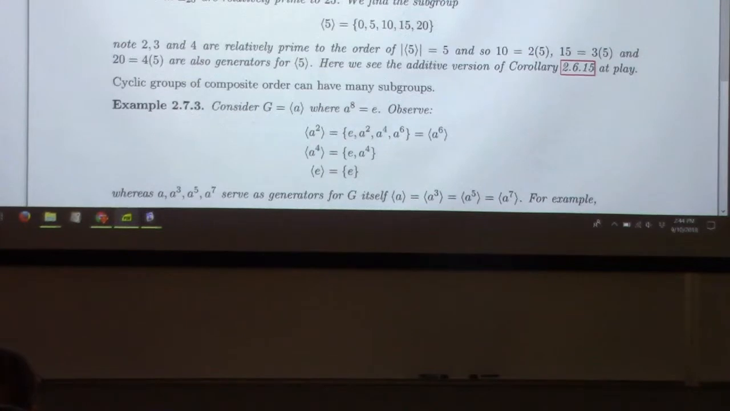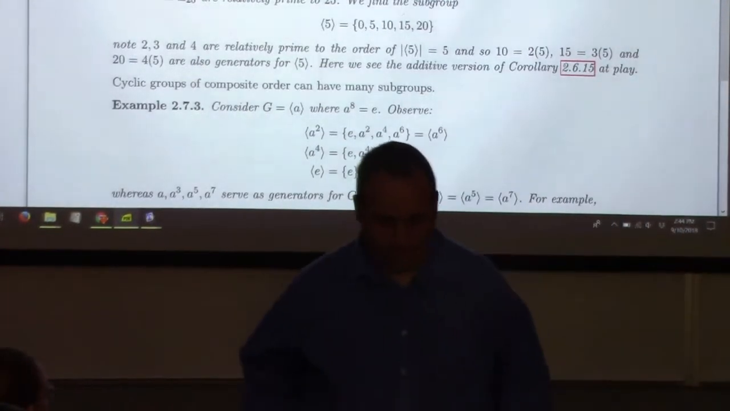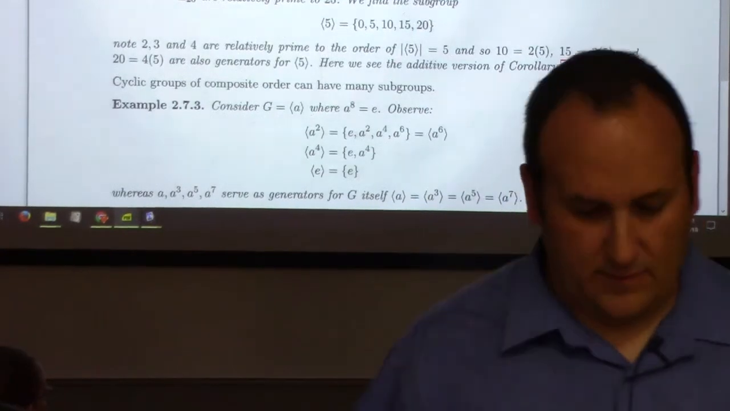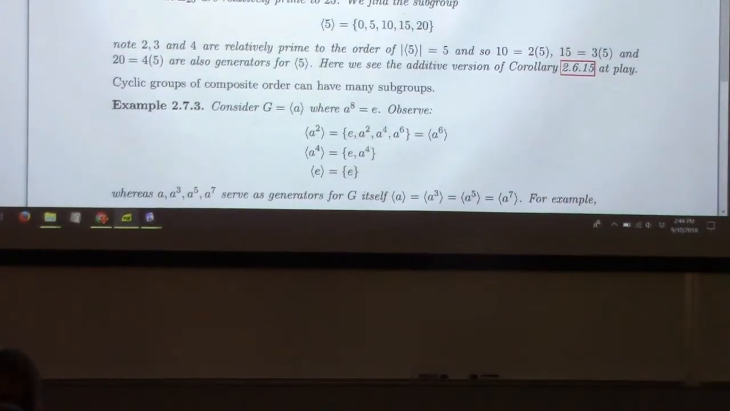Now, if we had a cyclic group of order 25, then some kind of more interesting things happen, yeah?